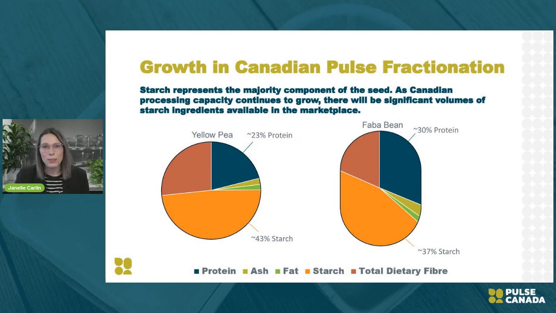One thing to note as a result of this increase in capacity is that when we're talking about pulse composition, starch represents the majority component of this seed. When we're talking about fractionation into protein ingredients, yellow pea and faba bean are the most common commercially fractionated pulses. Here you can see roughly the average distribution of components within the seed, where starch represents 40 to 50% of the total seed.